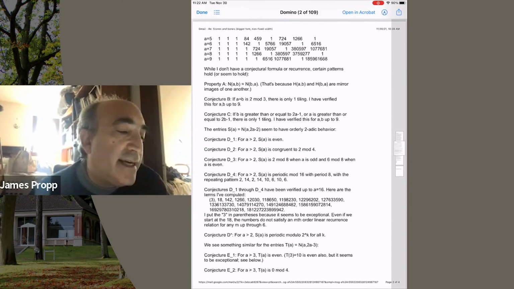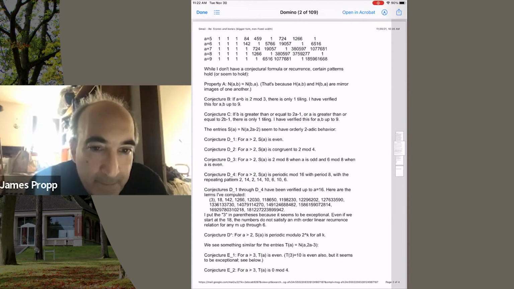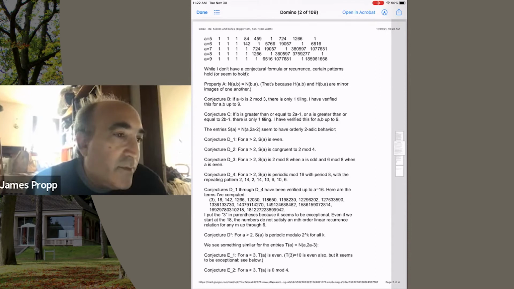Conjecture D3 says, if you look at S of A mod 8, that behavior is determined by whether A is odd or even. So the behavior of S of A mod 8 is determined by A mod 2. If you want to know what S of A is mod 16, that only depends on what A is mod 8, etc. And so that's the sequence S of A.